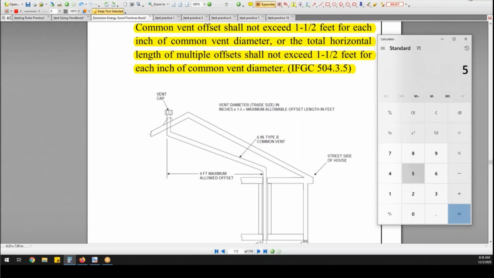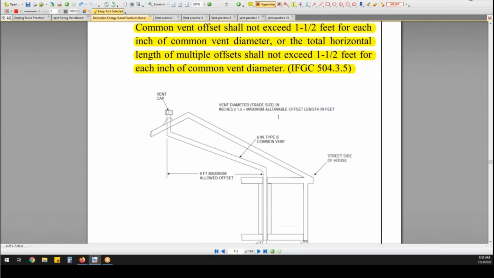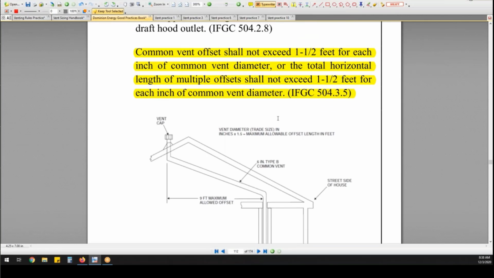What if I had a 5-inch vent or main flue? Simply take the size of the flue times 1.5. Now my 5-inch vent, I can only go 7.5 feet in my offset. Okay, so that's what that's talking about, and that's what the math looks like. And they give you a picture, show you right there what they're talking about. So again, all the answers are in the book if you just know where to find them and how to read them and do a little bit of basic math. You'll find this exact same thing in the IFGC right there, 504.3.5.